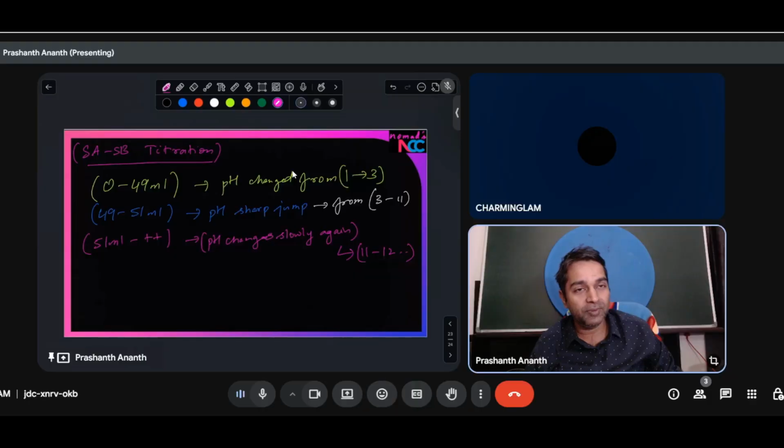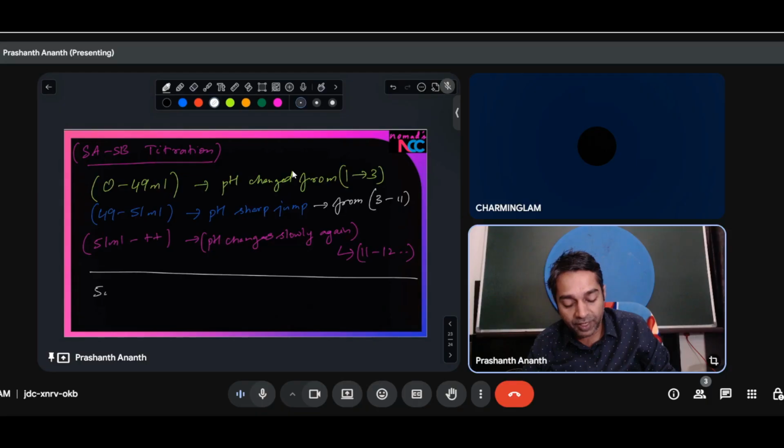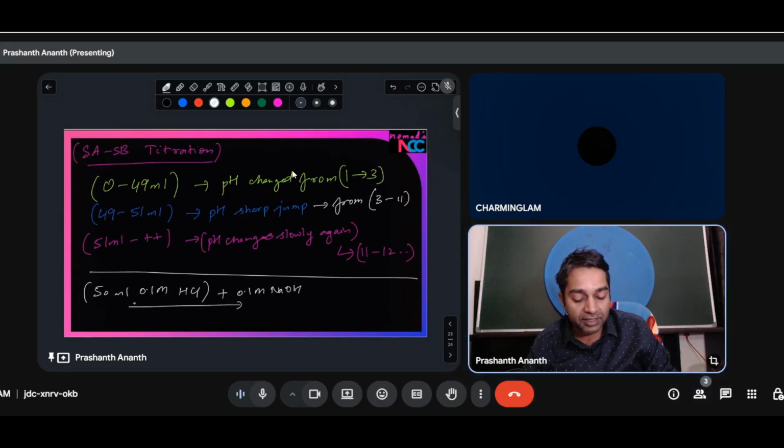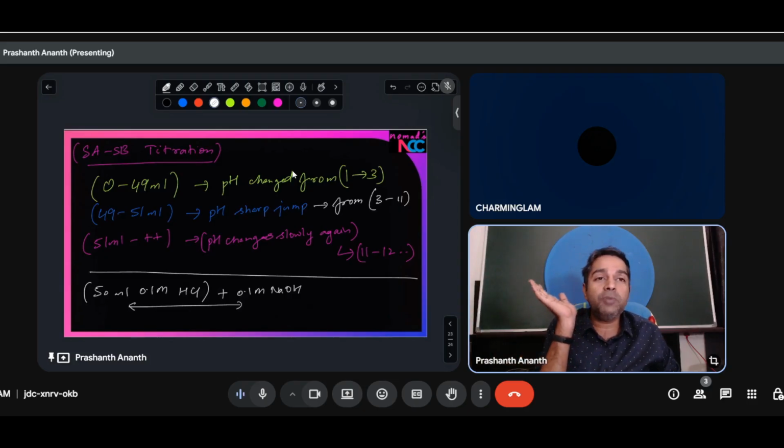100 ml left over. Because my NaOH started increasing only after the HCl was completely neutralized. So to completely neutralize 50 ml of 0.1 molar HCl, correct, we neutralized it with 0.1 molar NaOH. So the neutralization itself needed 100 ml. So that 100 ml is going to always be extra.